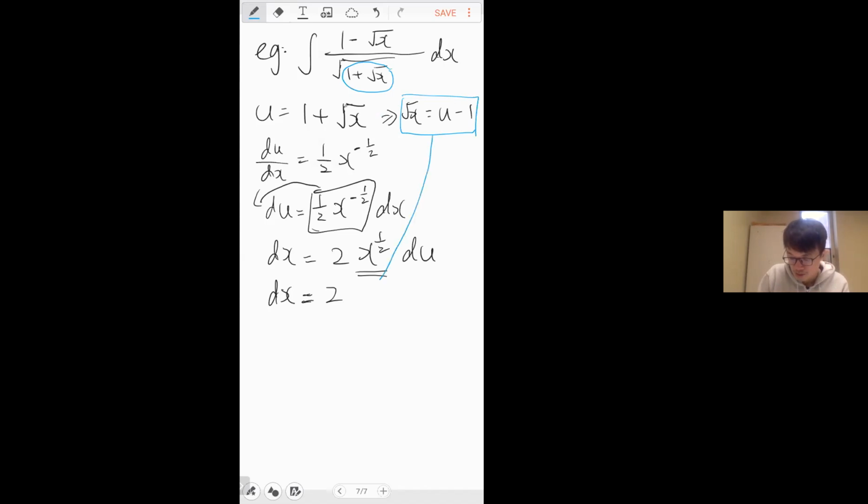Now put this here. So x to the 1/2 is the same as root x. So I can turn that into u minus 1. Questions?